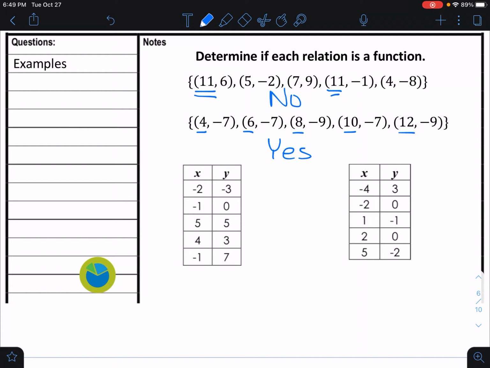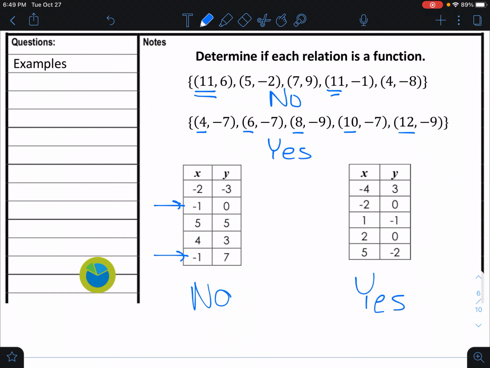Okay, so that's ordered pairs. And again, ordered pairs can be written as a table too, so you're still looking for the same thing. Do you see any repeats? Yup, so this is not a function. Okay, do I see any repeats over here on the right? I don't. Notice -2 and 2, those are two different numbers here, so this one is okay.